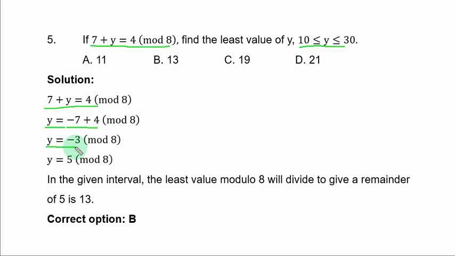Now modulo 8 has 8 elements or residues from 0 to 7. So minus 3 is not an element in modulo 8. If you deal with that first, you simply add 8 to minus 3, that gives you 5. In other words, minus 3 is equivalent to 5 in modulo 8. Now, the least value in the interval is simply that number that modulo 8 will divide to give a remainder of 5, and such number is 13. If you divide 13 by 8, you have one remainder 5. The least number is 13. So B is the correct option.